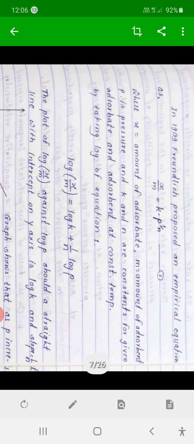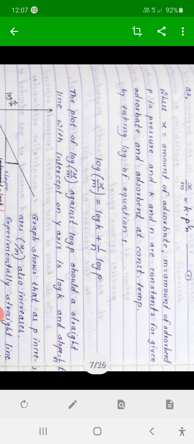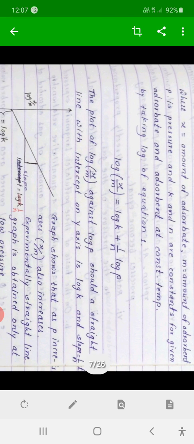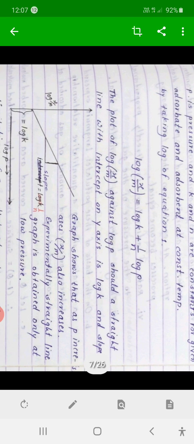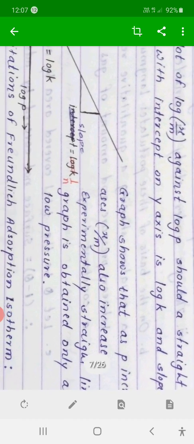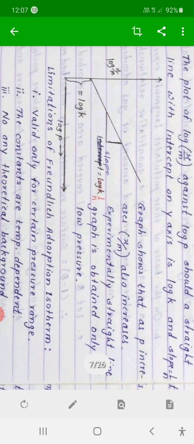at constant temperature. By taking logs of this equation, log of x by m is equal to log of k plus 1 by n into log of p. The plot of log of x by m against log of p should be a straight line with the intercept on the y-axis equal to log of k and slope equal to 1 by n.